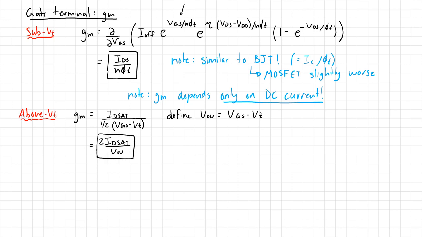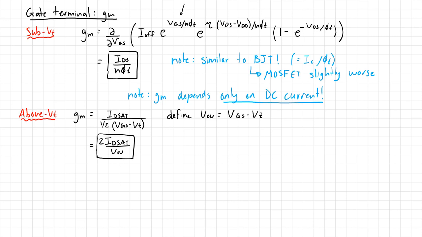Okay, so at first glance, we say, yeah, okay, that's the same as in subthreshold. It's also depending only on the DC current. But that's not quite true, because the DC current depends on VGS, or in other words, it depends on the overdrive voltage, which is in the denominator. So if you change the numerator, the denominator by definition has to change, unless you compensate with the W over L ratio.